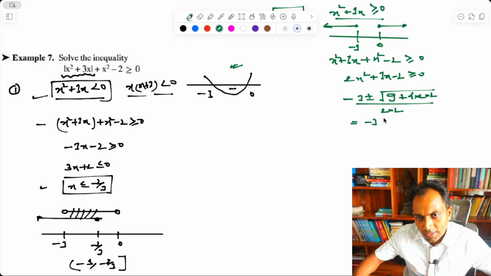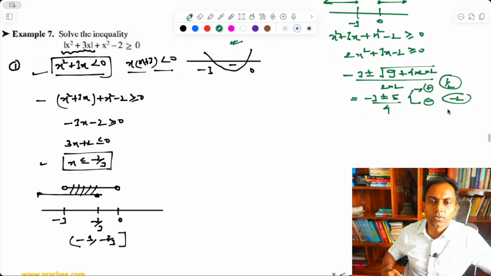So it becomes minus 3 plus minus 5 by 4. If I take the plus sign, the answer comes out to be 2 by 4 or 1 by 2. And if I take the minus sign, the answer comes out to be minus 8 by 4 or minus 2.